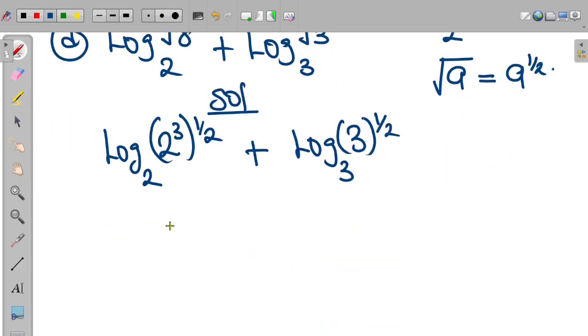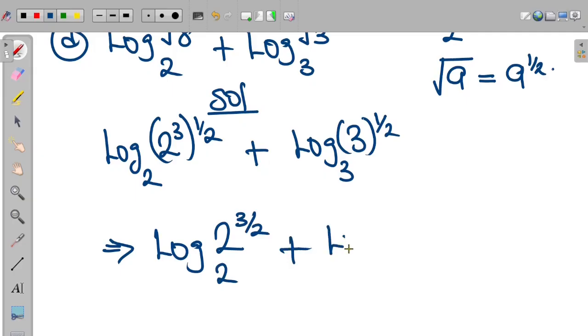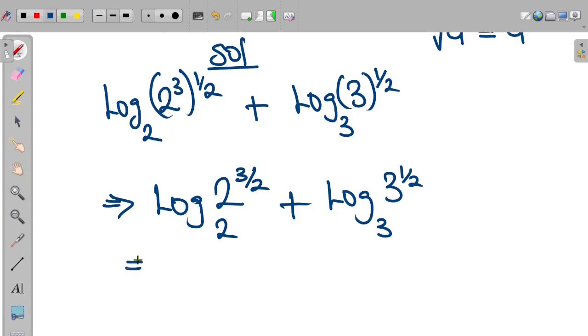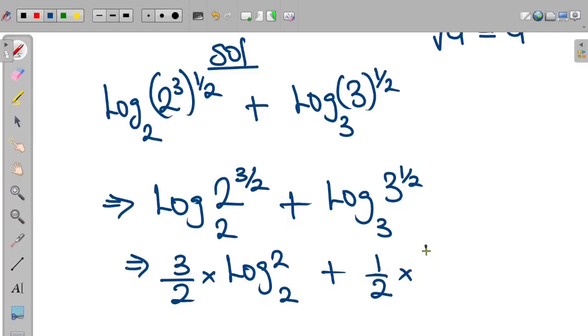So at this point, we can have this to be log of 2 to the power of 3 times 1 is 3, so we have 3 divided by 2, in base 2, plus log of 3 to the power of 1 divided by 2, in base 3. Now, from the index law of logarithm, we know that this expression becomes 3 divided by 2 multiplied by log 2 to base 2 plus 1 divided by 2 multiplied by log 3 to base 3.